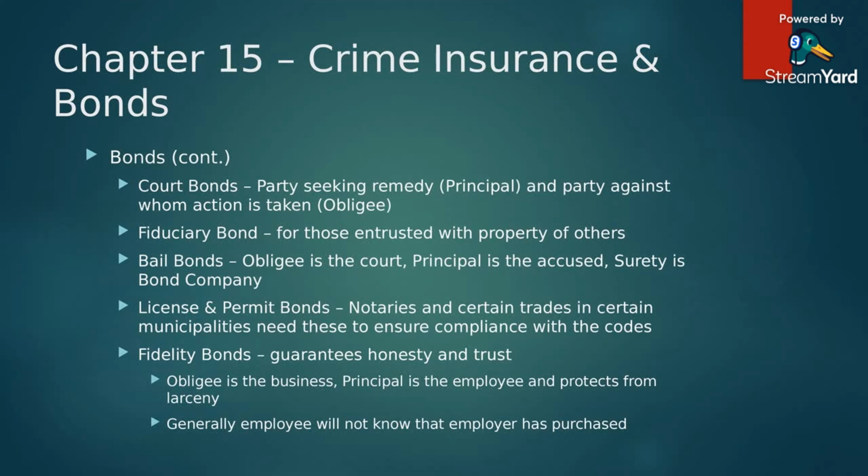In this case, the obligee is the business, the principal is the employee, and it protects the business from larceny of the employee. Generally, the employee will not know that the employer has purchased this contract. And again, this isn't true crime insurance because it's a bond, not insurance.